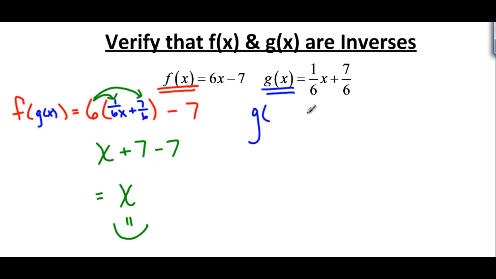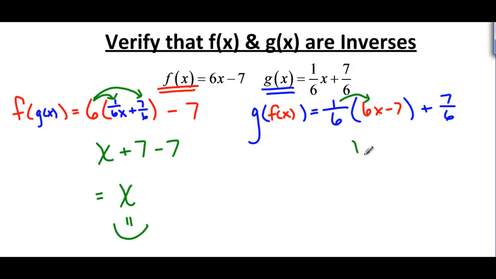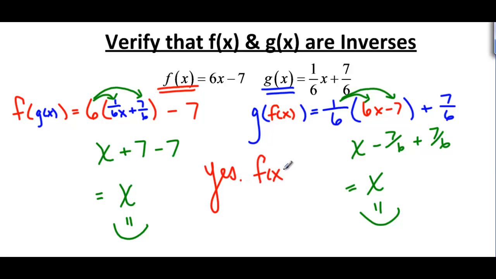Now I want to try g of f of x, which means I'm going to take the g function. Anywhere I see an x, I'm just going to put parentheses. And then I'm going to input whatever the f of x function was, the 6x minus 7. Now I'm just going to go through the algebra. 1/6 of 6x is x. 1/6 of negative 7 is negative 7 over 6. Plus the 7 over 6 I already had equals x. Since they both equal x, I have just verified that yes, f of x and g of x are inverses of each other, but we'll just write our inverses.